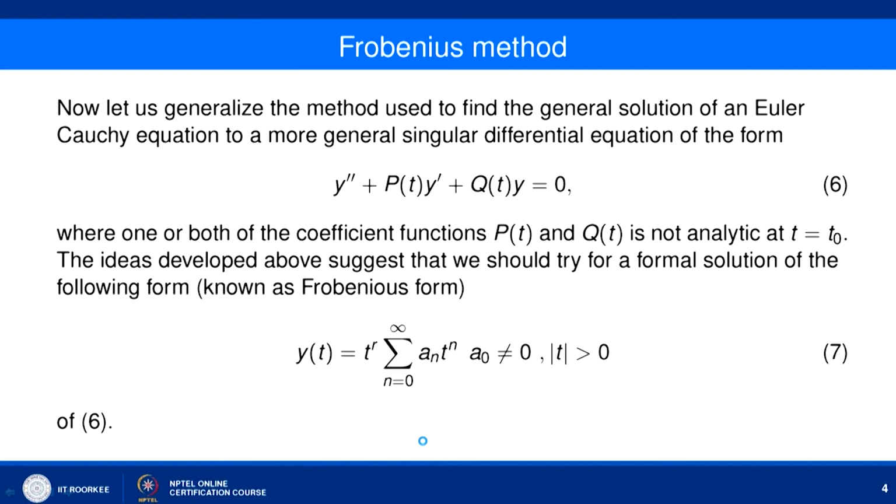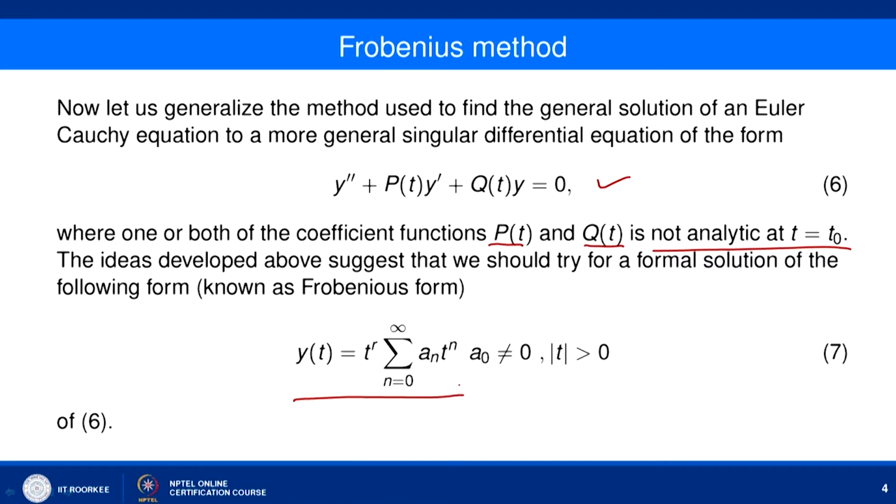Now let us generalize the method used to find the general solution of the Euler-Cauchy equation to a more general singular differential equation of this form, y double dash plus p(t) y dash plus q(t) y equal to 0, where one or both of the coefficient functions p(t) and q(t) is not analytic at t equal to t naught. It means first that t equal to t naught is not a regular point or an ordinary point. So, p(t) and q(t) are not analytic at t equal to t naught, and the ideas developed above suggest that we should try for a formal solution of the following form, which is known as the Frobenius form.